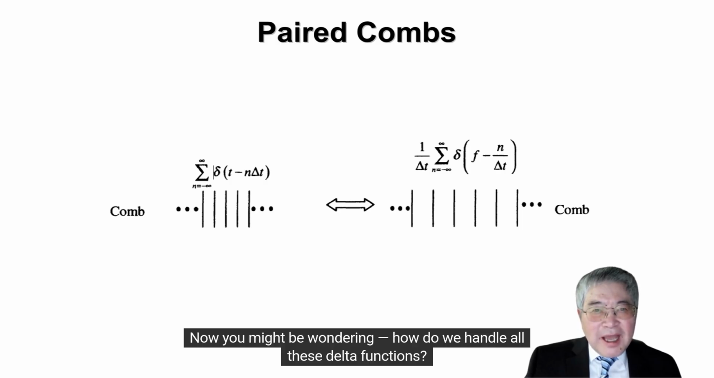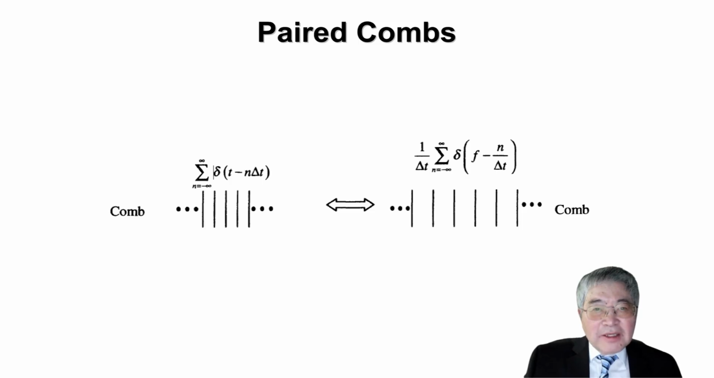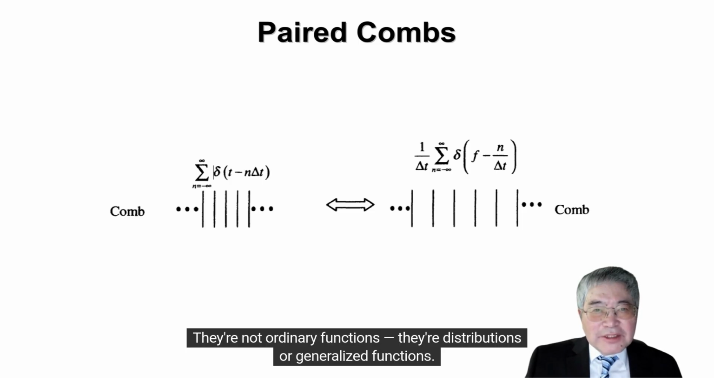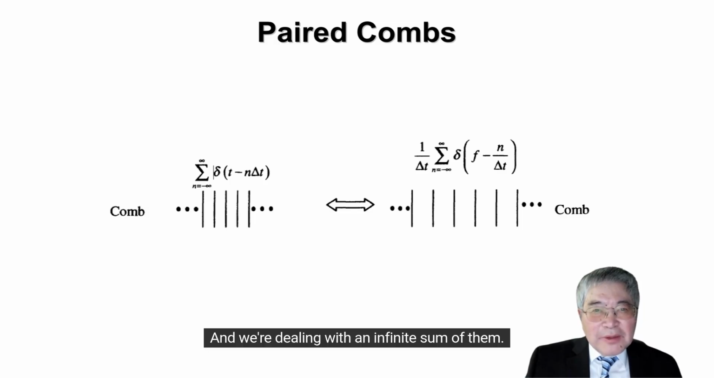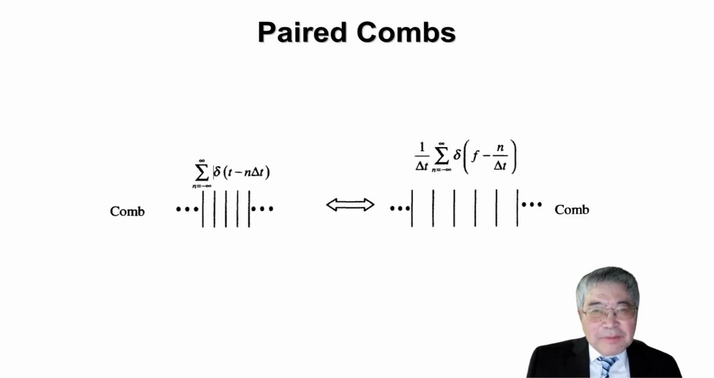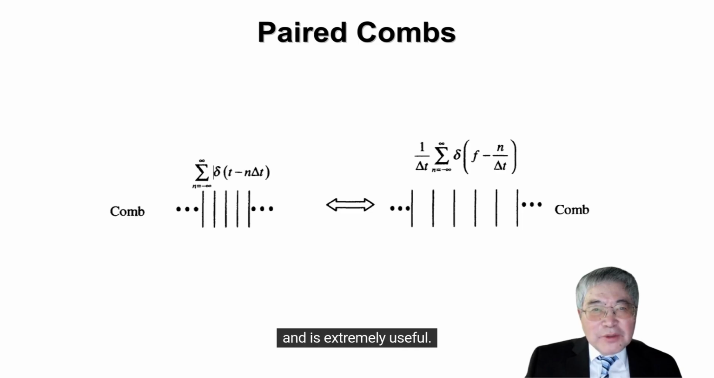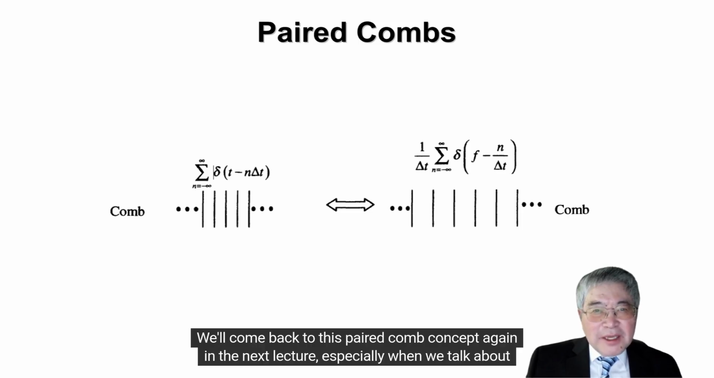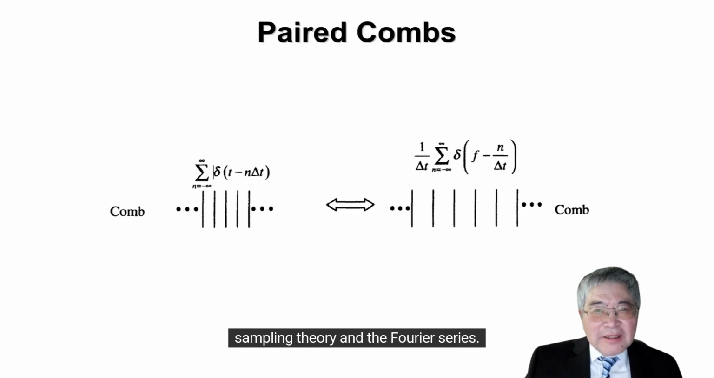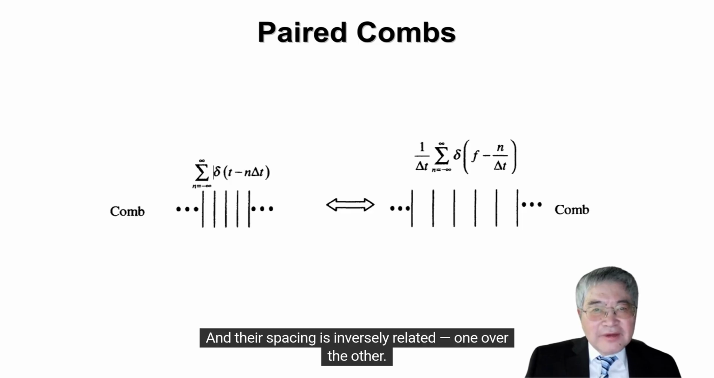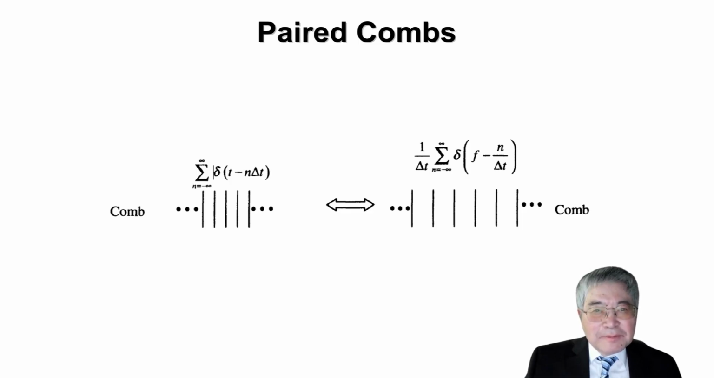Now you might be wondering, how do we handle all these delta functions? They're not ordinary functions, they're distributions or generalized functions. And we're dealing with an infinite sum of them. This touches on deeper mathematics involving convergence and rigor, but for our purposes, this formula holds and is extremely useful. We'll come back to this paired comb concept again in the next lecture, especially when we talk about sampling theory and the Fourier series. So just remember, a comb in time transforms to a comb in frequency, and their spacing is inversely related, one over the other.